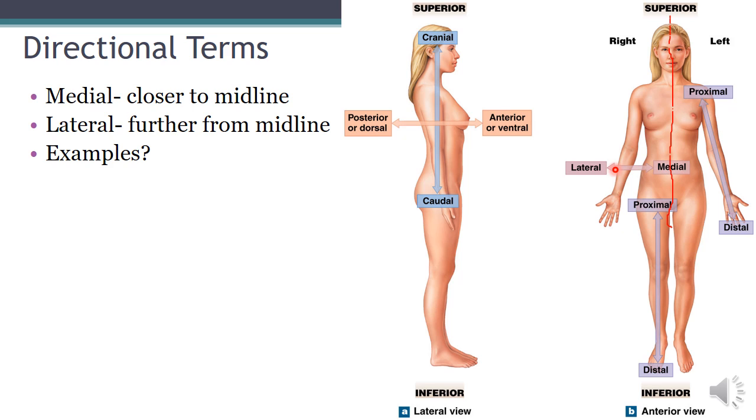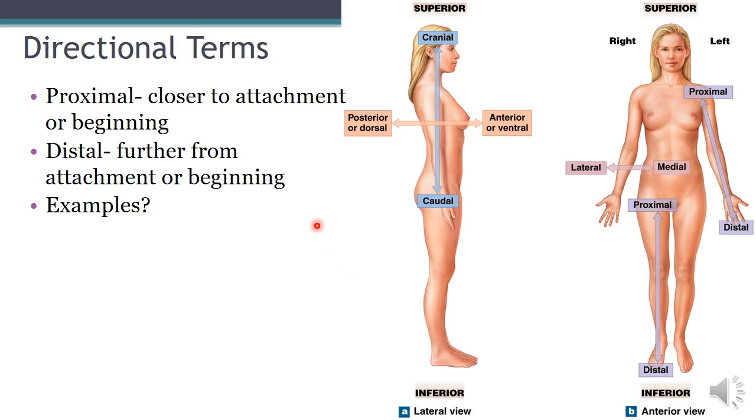The opposite of medial is lateral. Lateral means further away from that midline. An example of lateral would be again, the eyes, and then this time the ears. The ears are actually lateral to the eyes because your ears would be further from that midline than your eyes are.